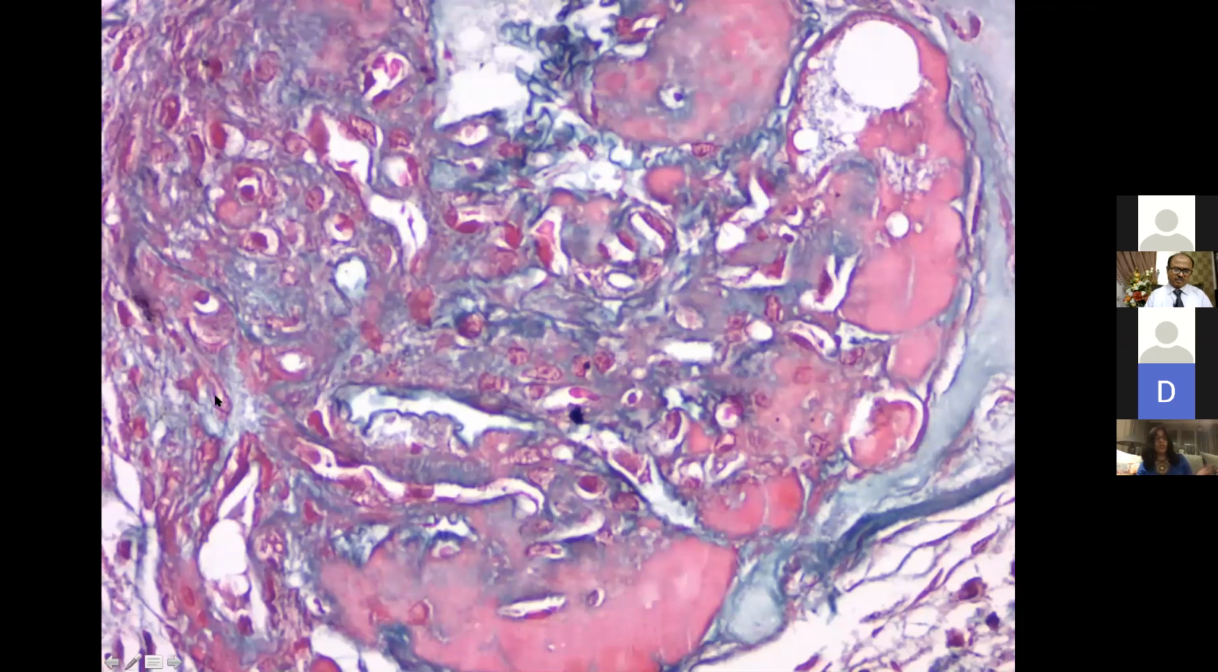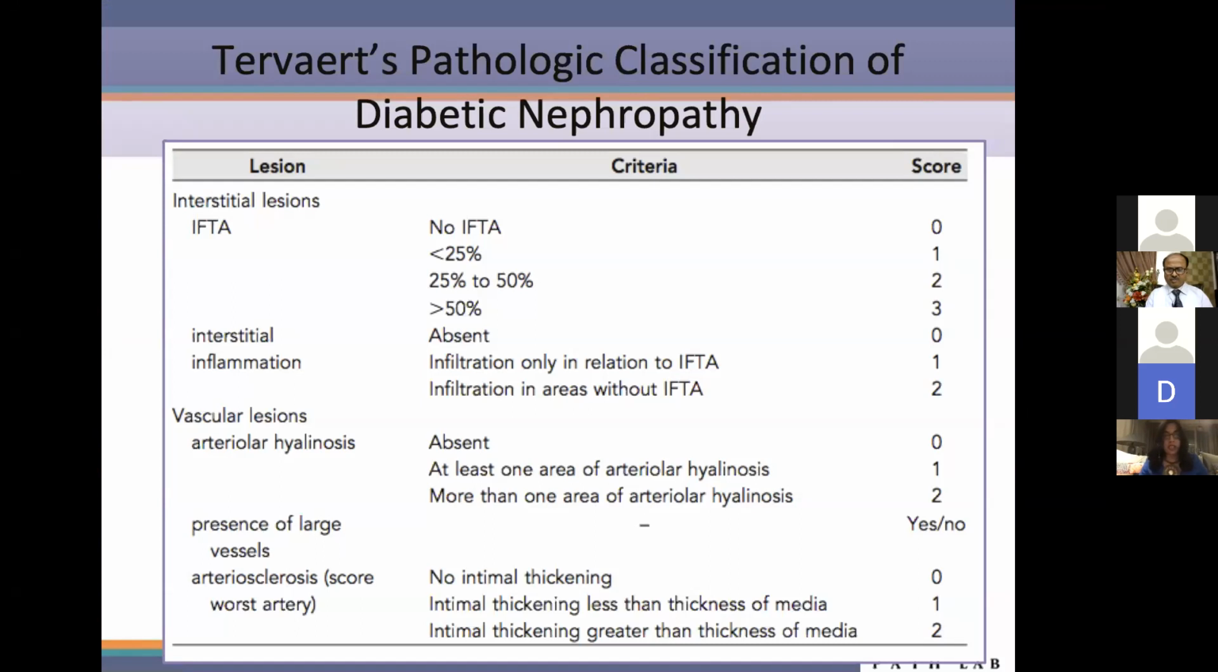interstitial. What was good about the Tervaert classification was that he included tubulointerstitial lesions and vascular lesions as well. So there was a score for the interstitial fibrosis, interstitial inflammation, whether we have interstitial inflammation or not, and whether we have vascular lesions or not, if you have arterial hyalinosis, or if you have arteriosclerosis. The scoring, as I explained earlier in previous talks, follows more or less the same scoring system we use in evaluation of the tubulointerstitium in all glomerular diseases.